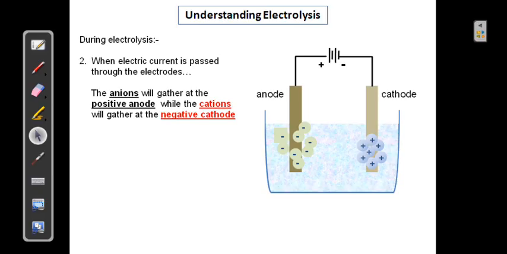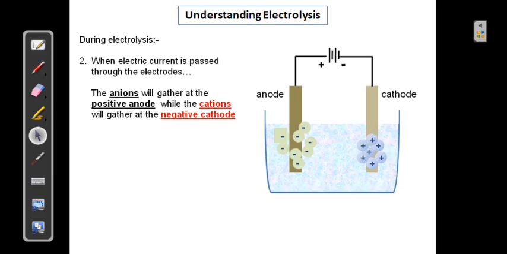The anion, when electric current is passed through the conducting electrodes, when you place them into the solution, you have the electrodes, the anode and the cathode, and you have the external electrical power source. So the moment electric current is passed through the electrodes, what will happen? The anion will gather at the positive anode.